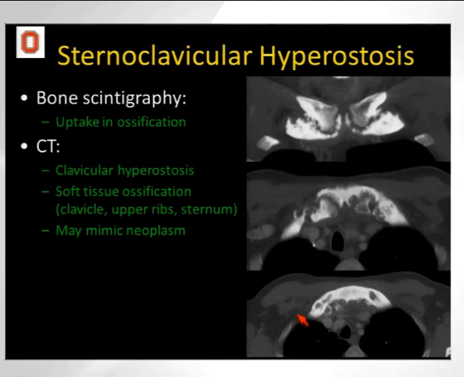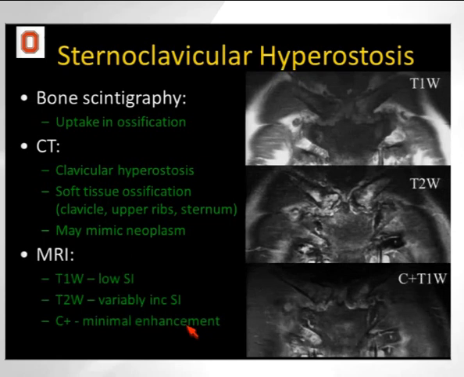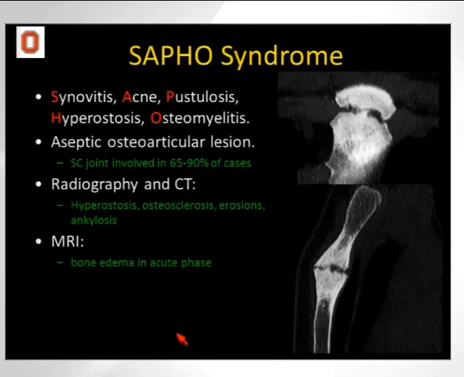Coronal and axial images showing tremendous ossification of the periarticular soft tissues, as well as clavicular hyperostosis. It can be so dramatic that it mimics a neoplasm. And on MRI, we see low signal intensity changes on T1, variable edema on T2, and variable enhancement with gadolinium.